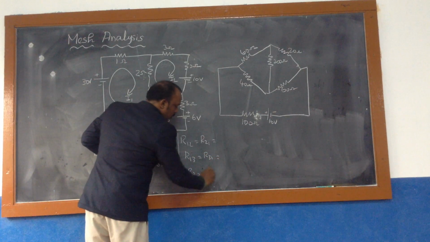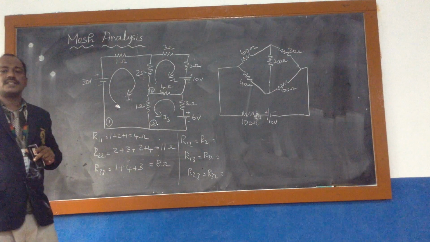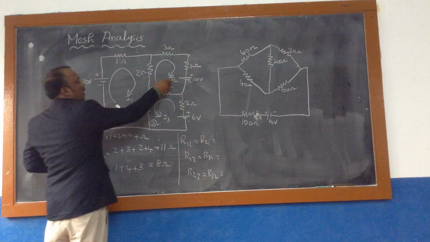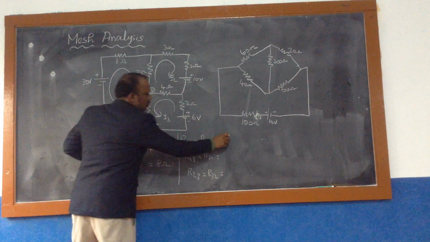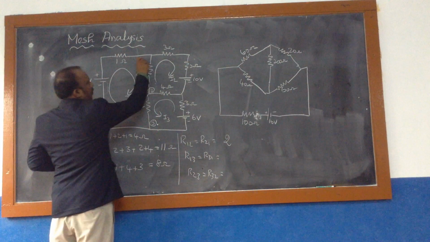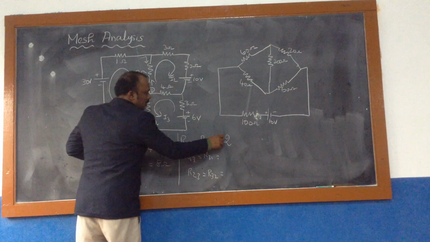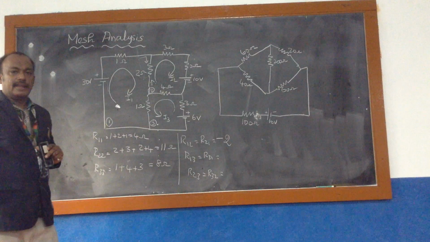R23 is equal to R3. R12 and R1 both are the same. The first loop and the second loop have a common resistance of 2 ohms. Positive or negative? See, I1 comes in this way, I2 comes in this way. Both are in opposite sides, so by default it will become -2.